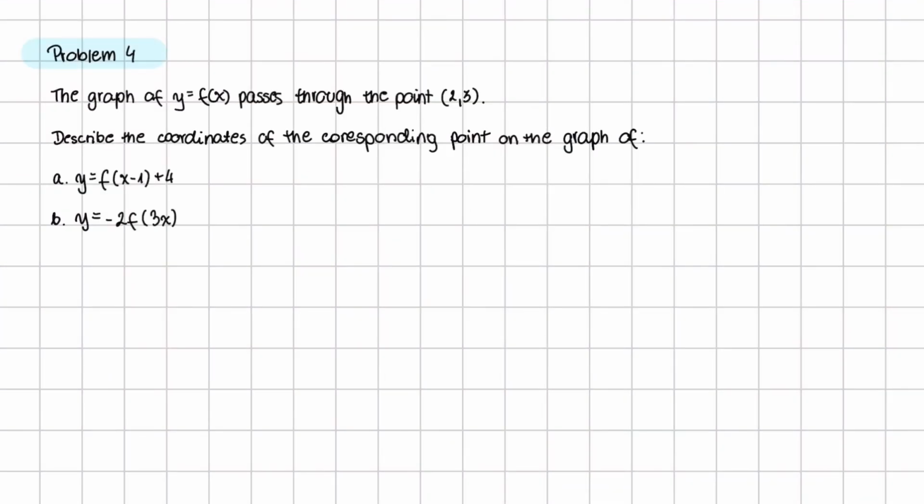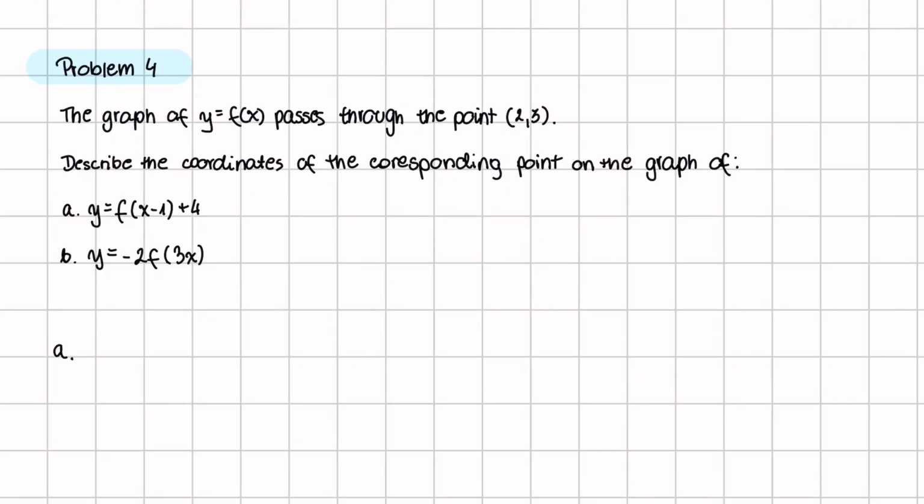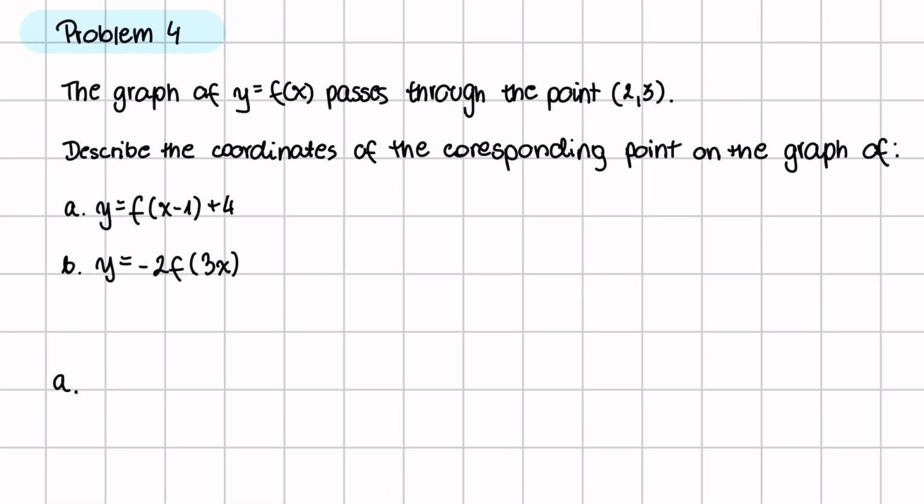Problem 4. The graph of y equals f(x) passes through the point (2, 3). Describe the coordinates of the corresponding point on the graph of the following. We are given two functions. In part A, we have y equals f(x minus 1) plus 4. Everything in the bracket corresponds to our 2, so to our x. And everything outside of the bracket, in our case 4, is connected to y, so to the whole function, so this corresponds to our 3.